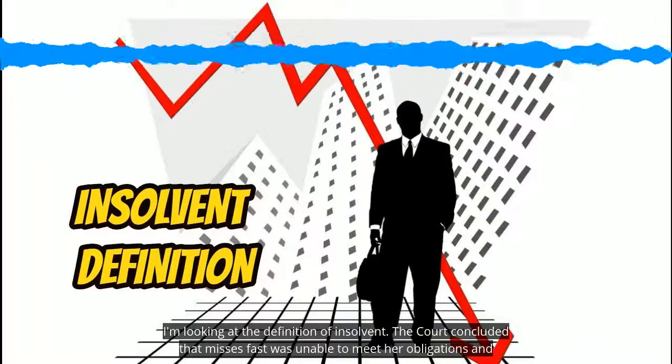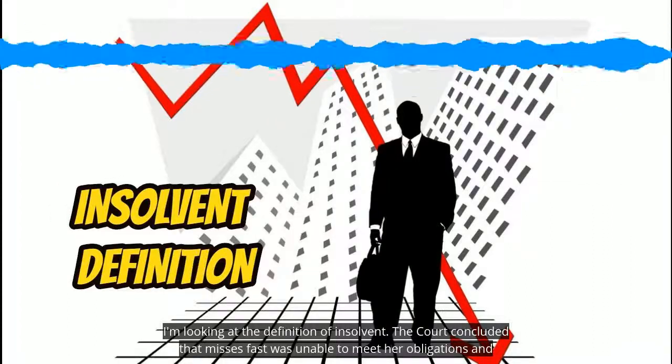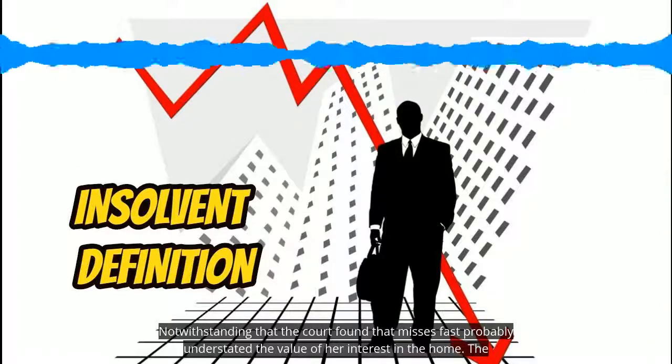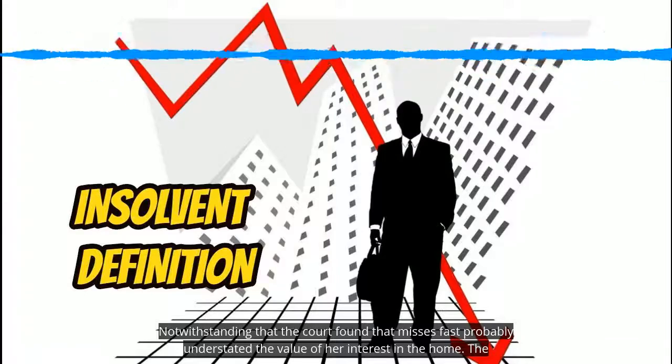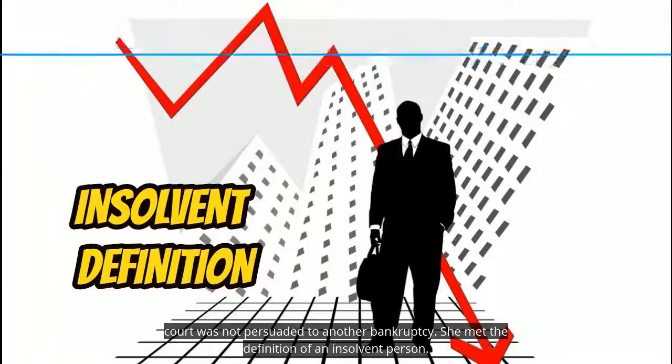When looking at the definition of insolvent, the court concluded that Mrs. Fast was unable to meet her obligations and had stopped paying her current obligations. Notwithstanding that the court found that Mrs. Fast probably understated the value of her interest in the home, the court was not persuaded to annul her bankruptcy as she met the definition of an insolvent person.